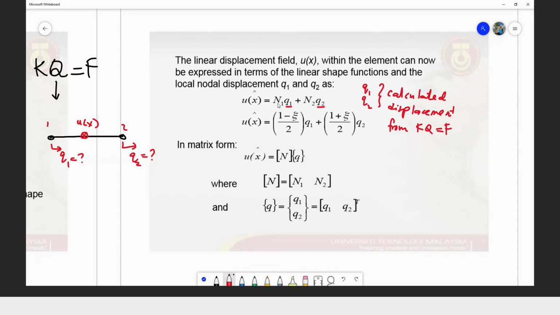So we know that N1 equal to 1 minus Z over 2, N2 equal to 1 plus Z over 2. Kita just substitute. And then dekat bawah-bawah ni actually we try to simplify the equation sahaja ni. Dia tak ada apa pun. N1 and N2 we lump together and put in this matrix form. And then Q we put it in the vector form.